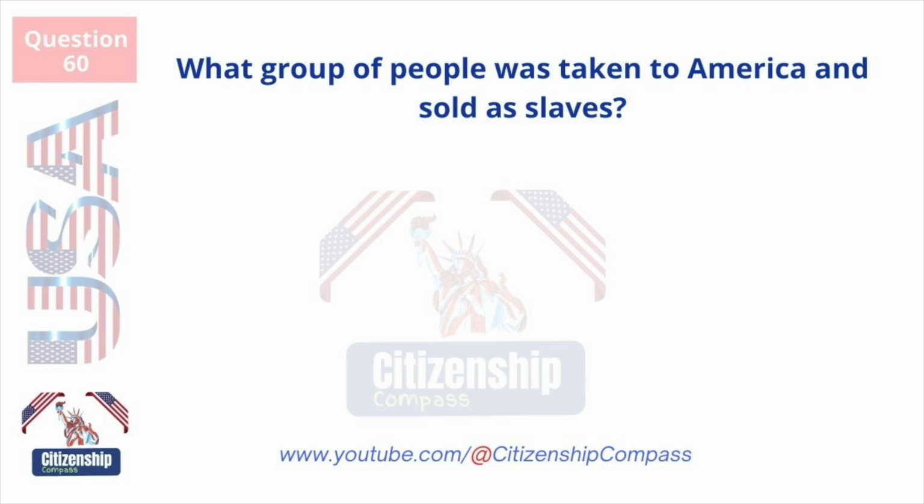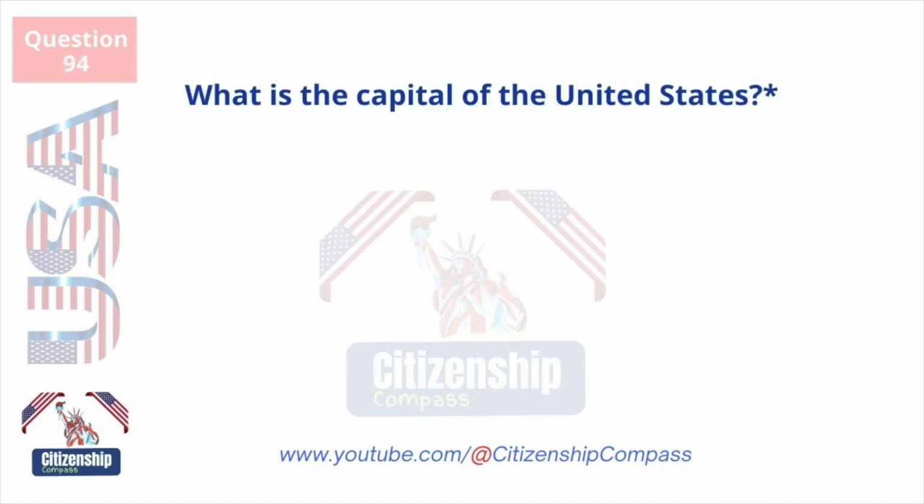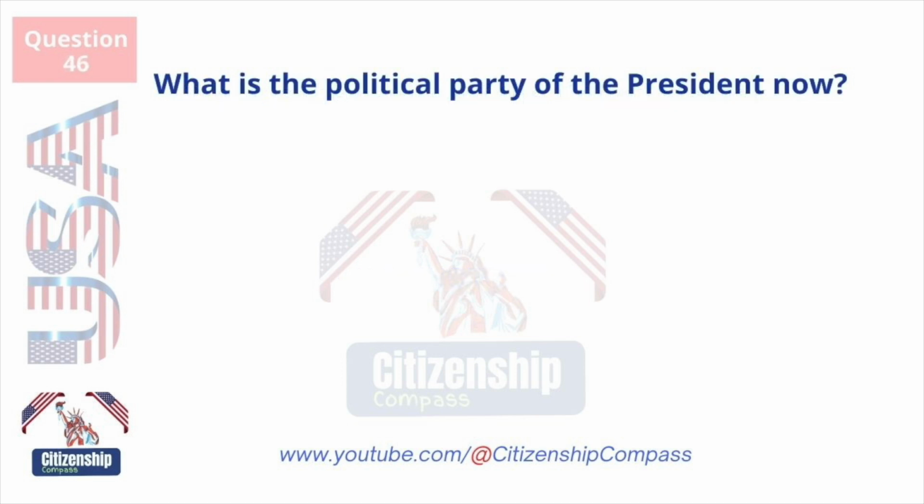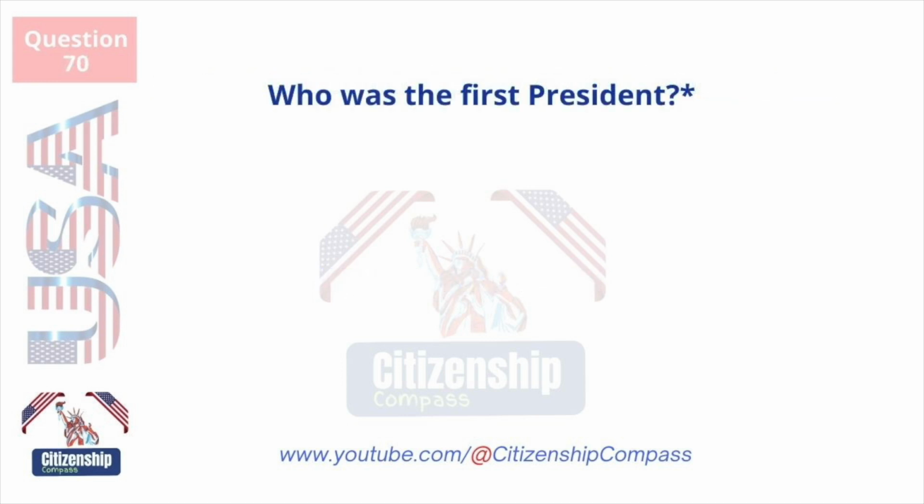What group of people was taken to America and sold as slaves? Africans. What is the capital of the United States? Washington, D.C. What is the political party of the president now? Democratic Party. Who was the first president? George Washington.